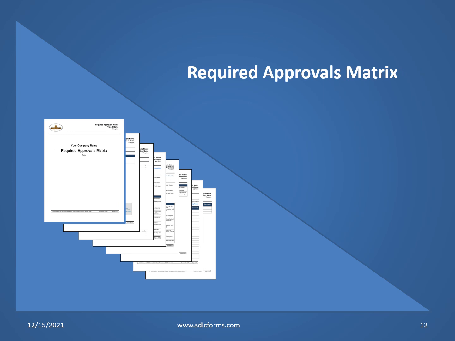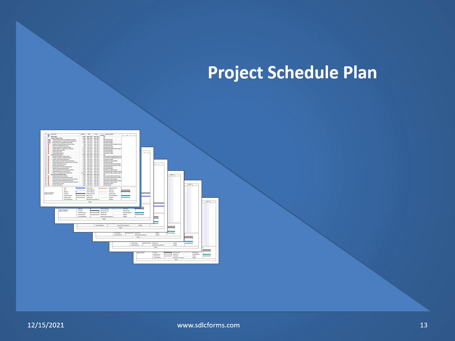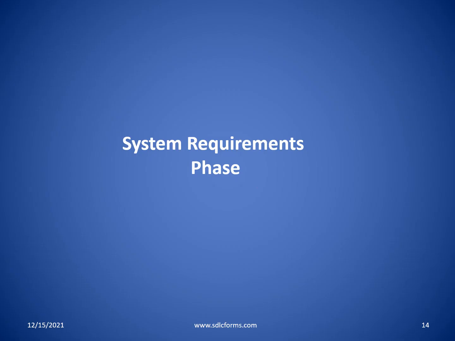Provides a matrix of key project activities, e.g., functions, tasks, documents, or phases, and who is responsible for approving them. This MS project schedule plan establishes both project execution and project control. The system requirements phase defines the major functions of the intended application or system.